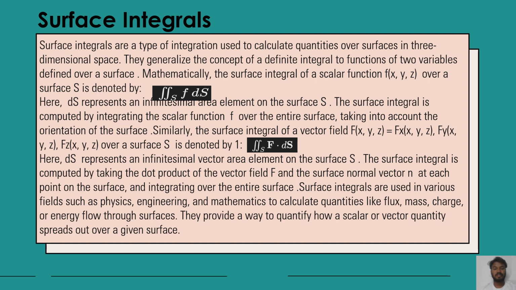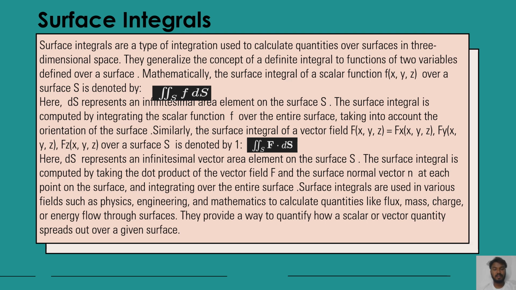Here dS represents an infinitesimal area element on the surface S. The surface integral is computed by integrating the scalar function f over the entire surface, taking into account the orientation of the surface. Similarly, the surface integral of the vector field F(x, y, z) equal to (Fx(x, y, z), Fy(x, y, z), Fz(x, y, z)) over a surface S is denoted by the double integral of F dot dS.